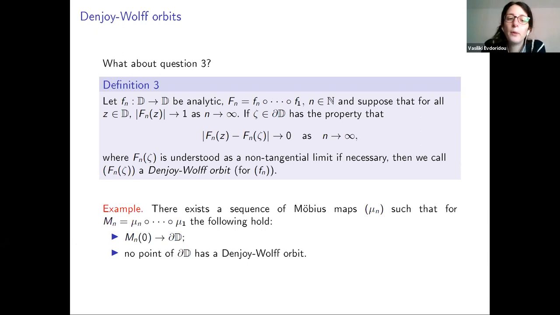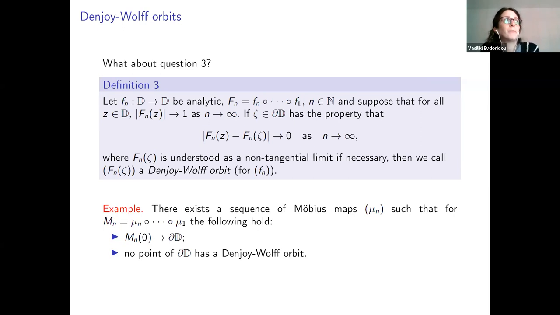We have an example of a sequence of Möbius maps, little mu n, and we consider the composition capital Mn, like we did before. For this composition, we have the following. The orbit of zero tends to one. Actually, let me say here that all the Möbius maps mu n that we consider are such that the orbit of zero, if we iterated them, would converge to the boundary. So capital Mn of zero tends to the boundary of the unit disk, but there is no point on the boundary which has a Denjoy-Wolff orbit.